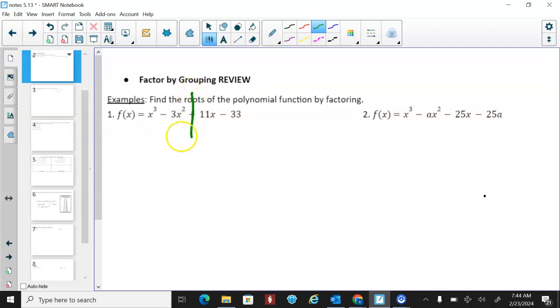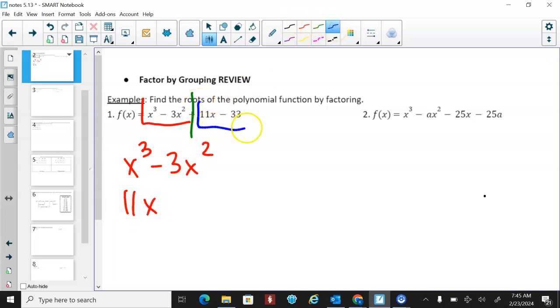So what I'm going to do is split it into two. I'm going to take care of the first part, which is the first two terms. And remember, it has to be in descending order, in proper standard form, where you go from the highest to the lowest exponent. And then I'm going to do the other part on the other side, which is positive 11x minus 33.